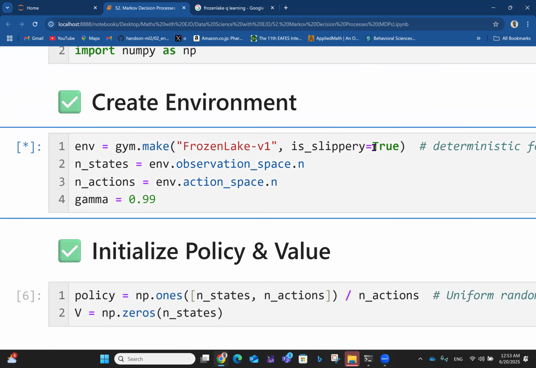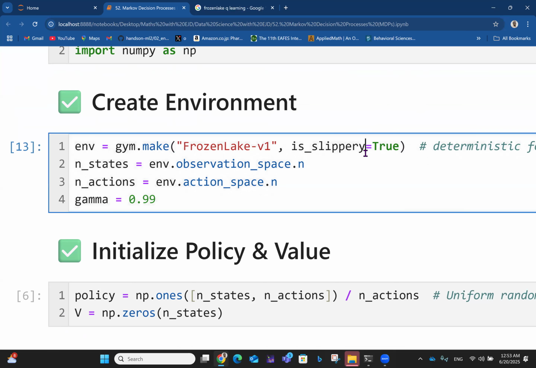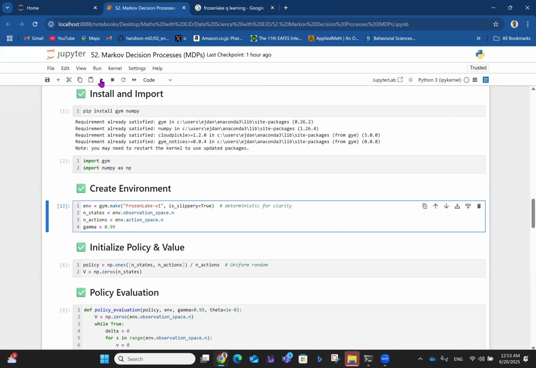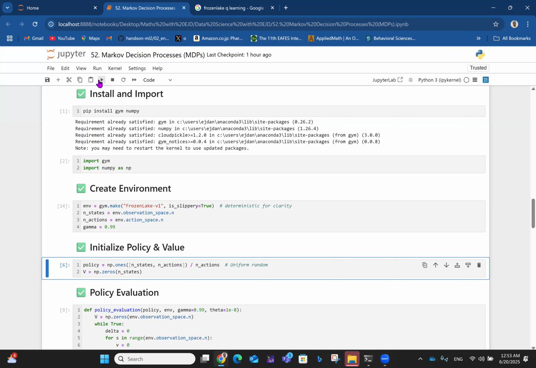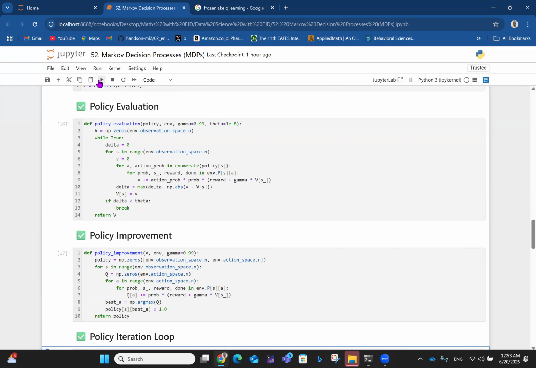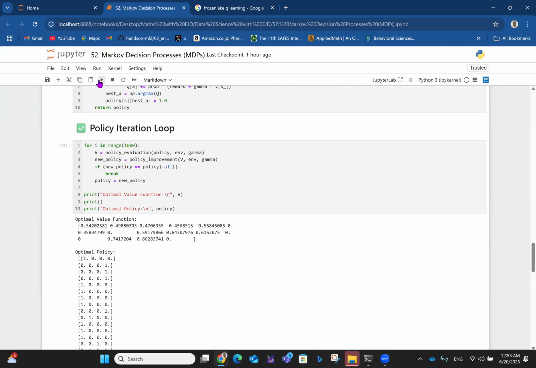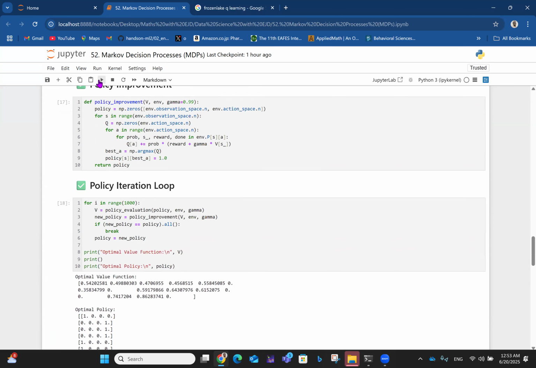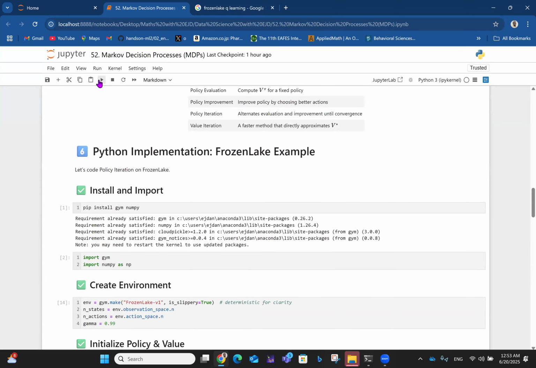So I run again. Let me try to do this now. Run this, go again. So you can see the values are now different. They are not like all these 0.9 values we got before, because now we are talking about stochasticity. It's not deterministic any longer.